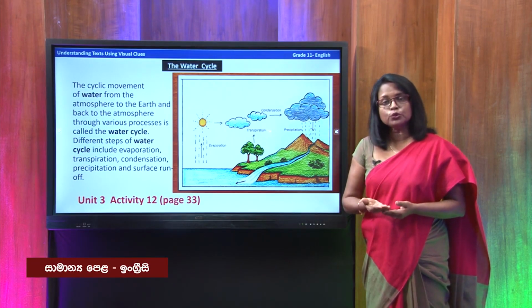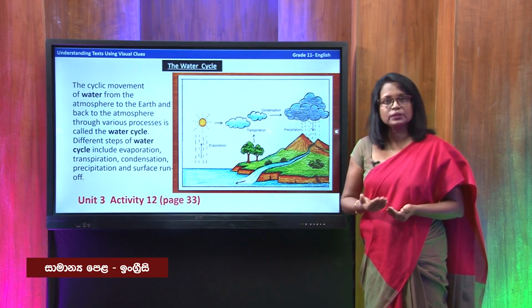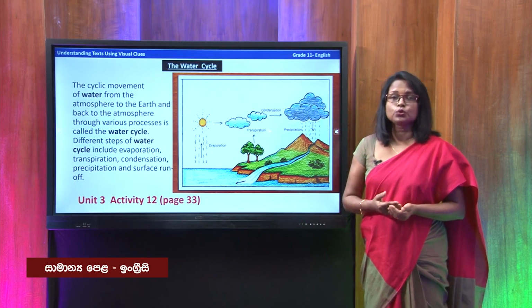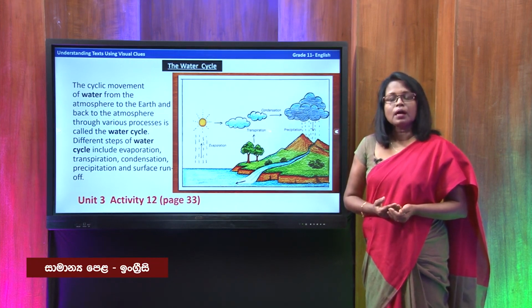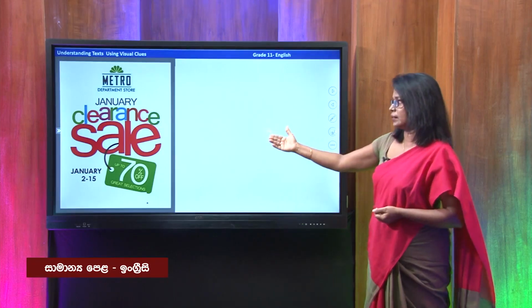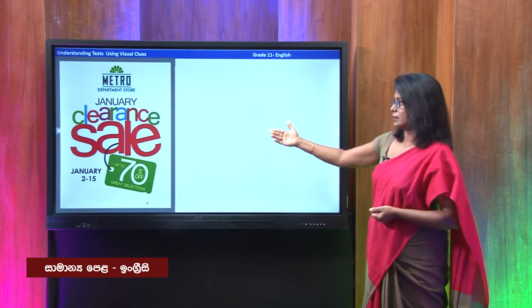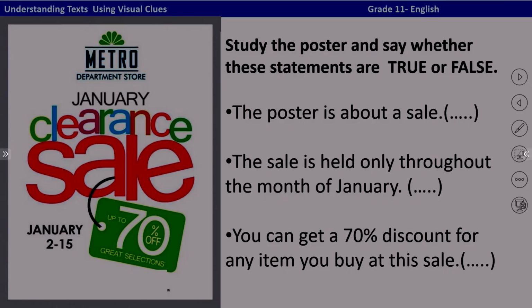Okay children, now we have understood the use of visual clues. We understood that visual clues can help us to get the meaning of a text. We also understood that visual clues can help us to understand the meaning of unfamiliar vocabulary. Tell me, are pictures the only visual clues that we come across in our reading text? Look at this situation. What do you see here? It's a poster. So I want you to study this poster, pay attention to the visual clues in this poster and say whether these three statements are true or false.